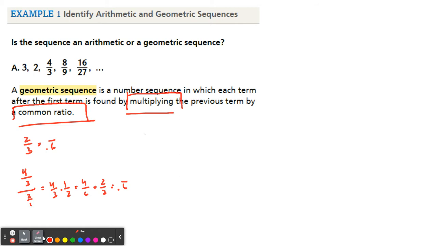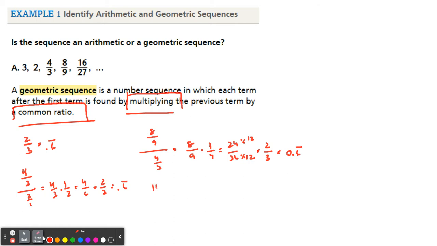Let's do the same thing with 8/9. Take 8/9 and divide it by 4/3. Again, we multiply 8/9 by the reciprocal of 4/3, which is 3/4. We multiply straight across. That's 24 over 36, and both of those are divisible by 12. 24 divided by 12 is 2, and 36 divided by 12 is 3. That is also 2/3, which is 0.6 repeated as a decimal.